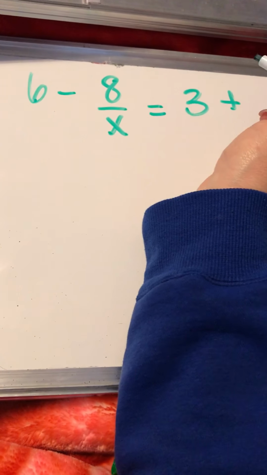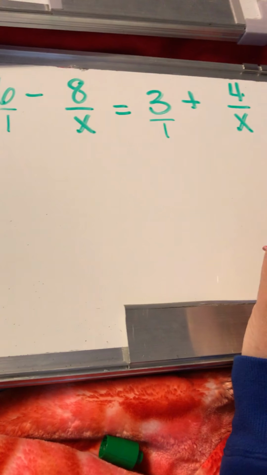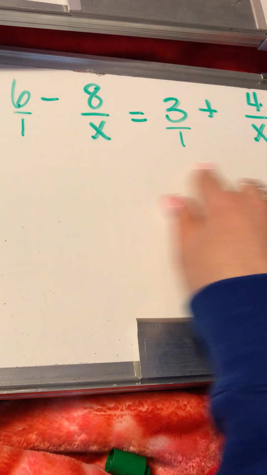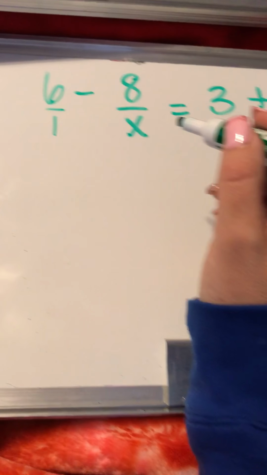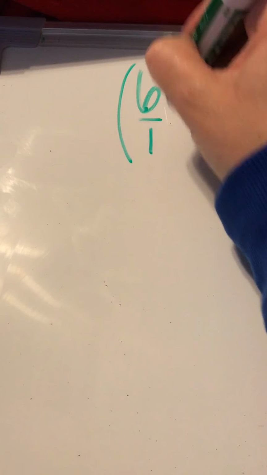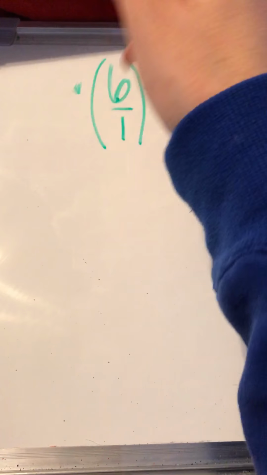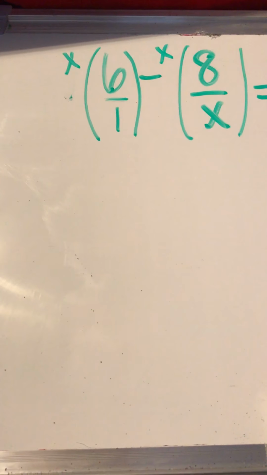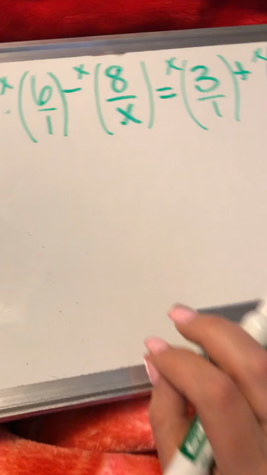6 and 3, those are both whole numbers, but really they're over 1, right? So if we have 1, x, 1, and x as our denominators, our least common denominator is going to be x. So in order to create a simpler equation to work with, we're going to take each of these terms and multiply each term by x, on the left and right side of our equal sign.